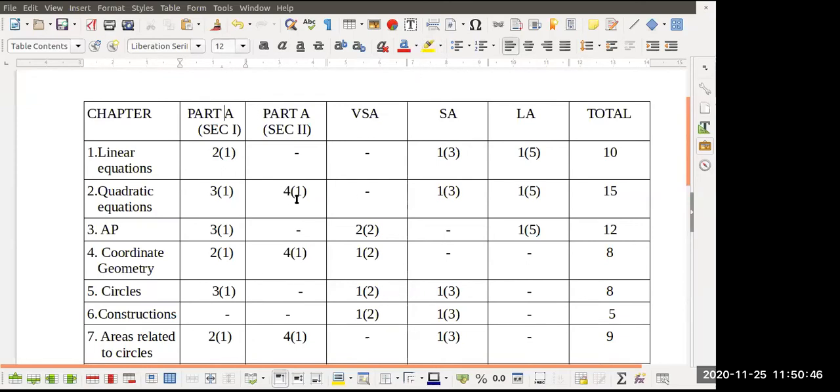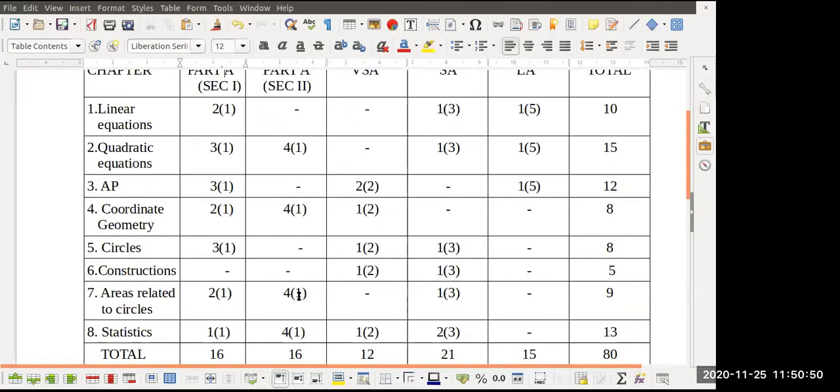I have chosen one from quadratic, one from coordinate, one from areas related to circles, and one in statistics. In each of these context based questions you will have 5 subdivisions, out of which you require to answer only 4 of them. So that is the choice. Please go through the sample paper, you will understand what I am telling.